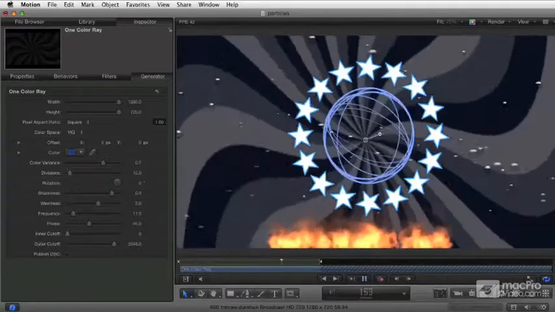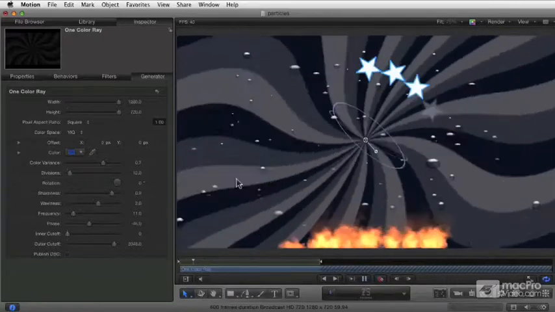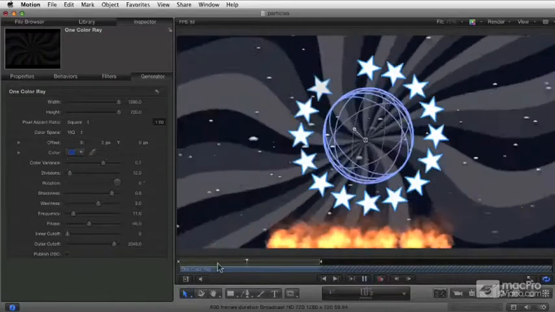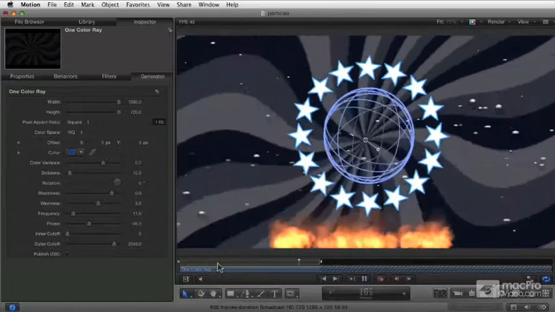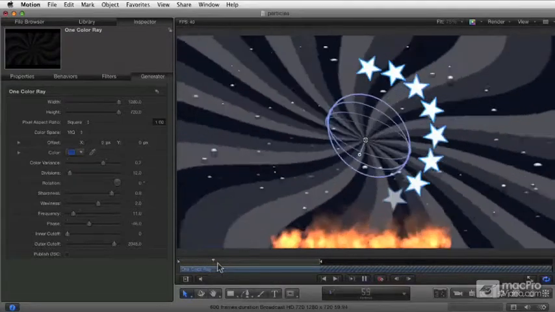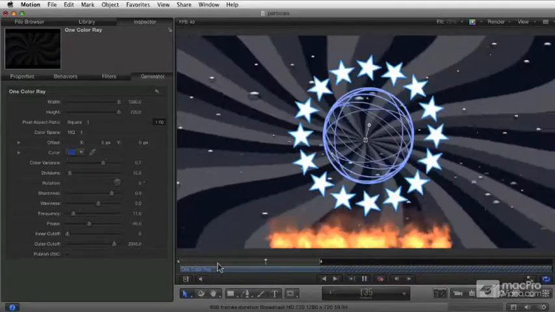Then we'll move on to talking about generators, cool generators like this ray that's rotating in the back. That's a one-color ray being generated there by the program. And we'll talk about modifying the parameters and applying generators, things like that.